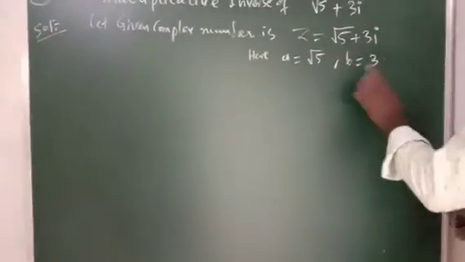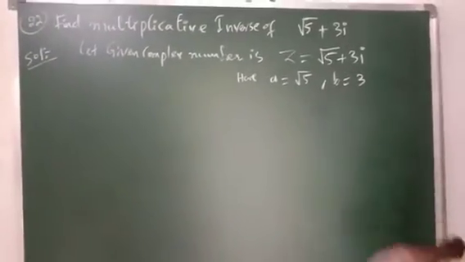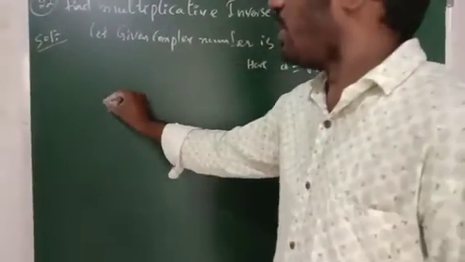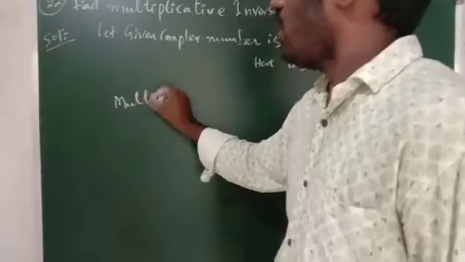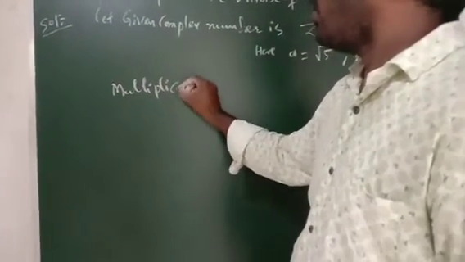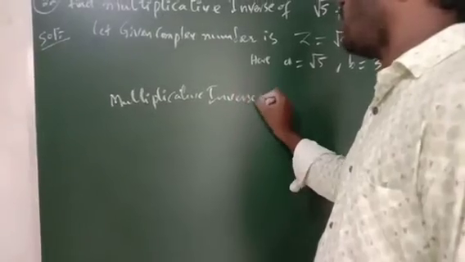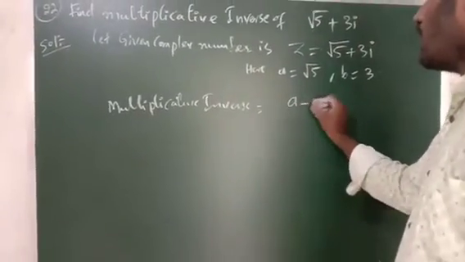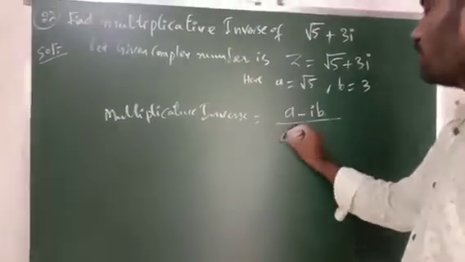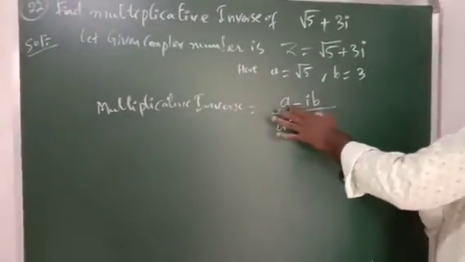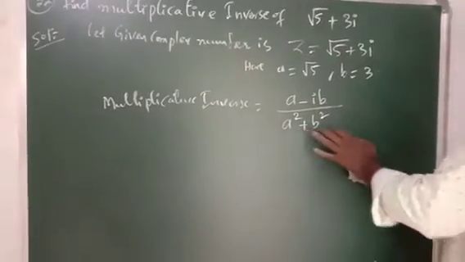a equals root 5 and b equals 3. Now we have the multiplicative inverse formula. Multiplicative inverse equals (a minus ib) by (a square plus b square).